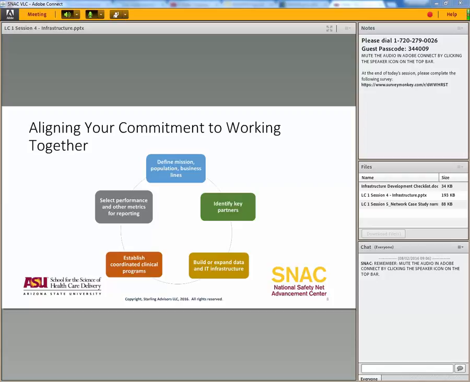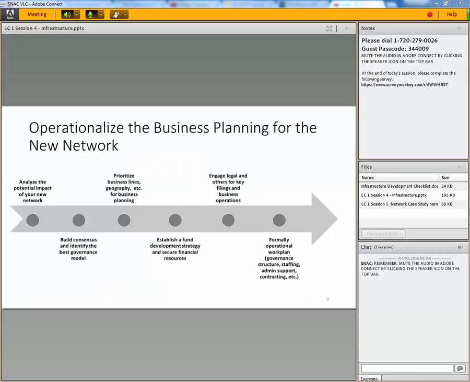Most networks, particularly those that intend to clinically integrate, but even those that intend to financially integrate, need to establish some coordinated clinical programming, and the network must select performance or other metrics for reporting. In some cases, those are dictated by contracts. In other cases, those are selected by the members and then used essentially to go out and get the types of contractual terms that they want.